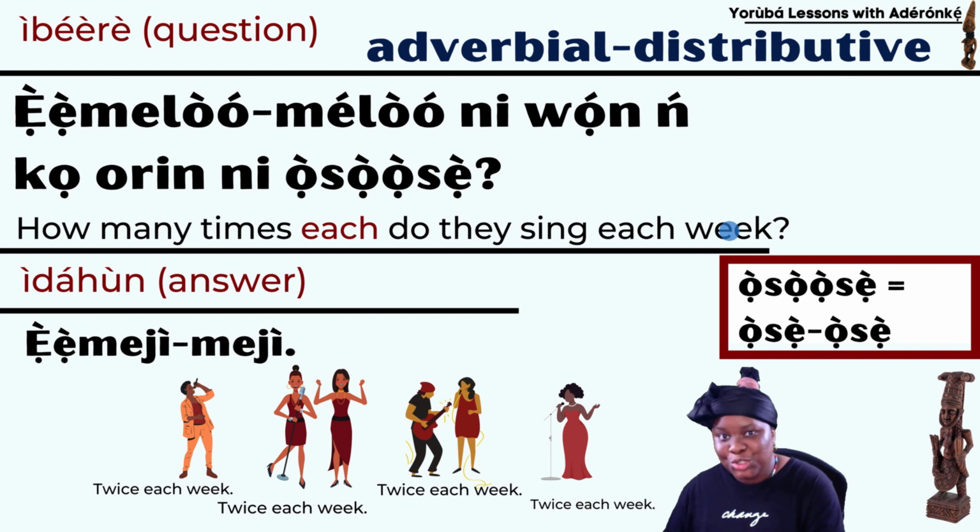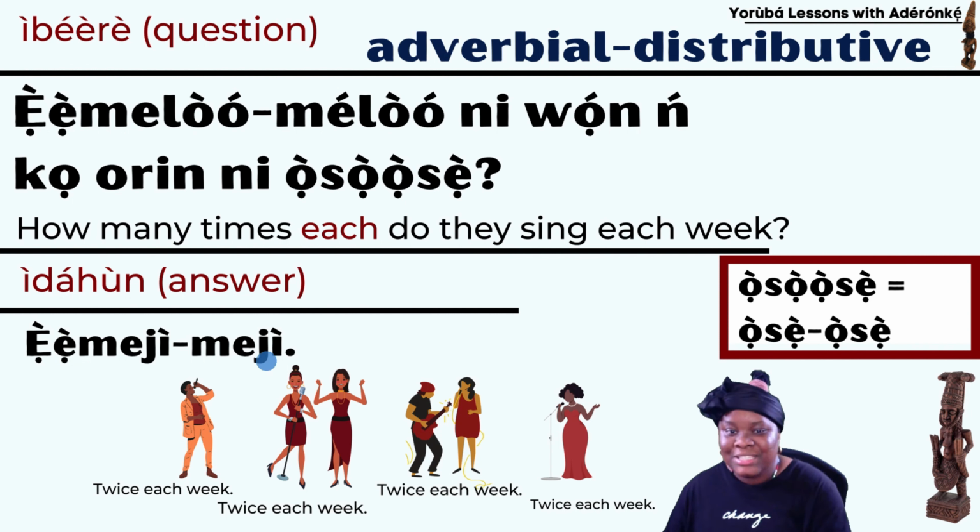Oṣooṣù is oṣù combined, each month. Ọdọọdún. Ọdọọdún là ń rórógbó. Ọdọọdún là ń ráùsá. Ọdọọdún là ń rọ́mọ obì lórí àtẹ. Ọdọọdún, ọdún, each year. So, how many times each do they sing each week?